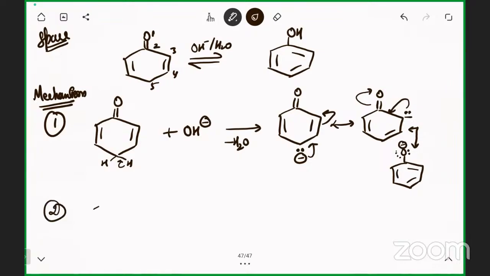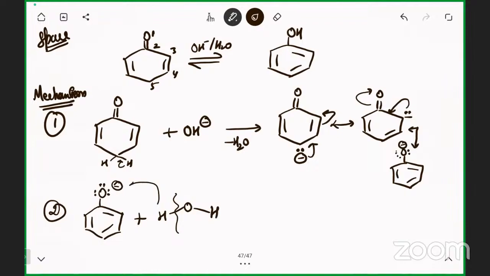Now this phenoxide ion will react with a water molecule, take the hydrogen atom to itself, and the OH negative is again eliminated. So the compound formed will be OH. See, phenol is formed again. So you can see how the reaction proceeds. There was a tautomerism step in this particular reaction. Got it?